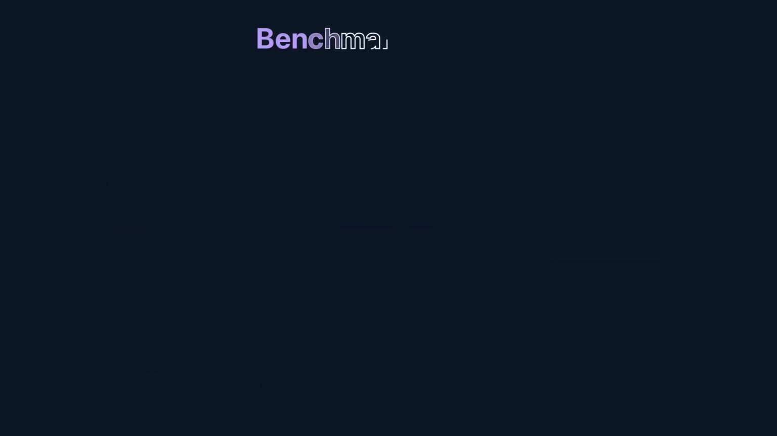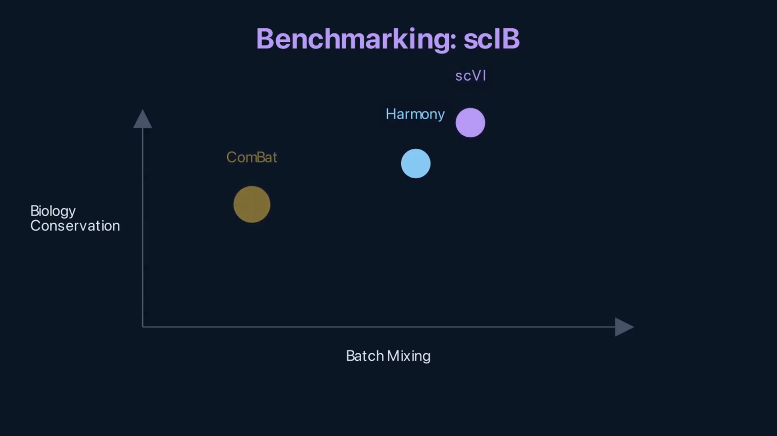How do you evaluate integration quality? scIB, the single-cell integration benchmarking framework, measures two competing objectives. Batch mixing: how well are batches mixed after correction? Measured by iLISI and batch ASW. Biology conservation: are real biological differences preserved? Measured by cell type ASW, NMI, and isolated label score.